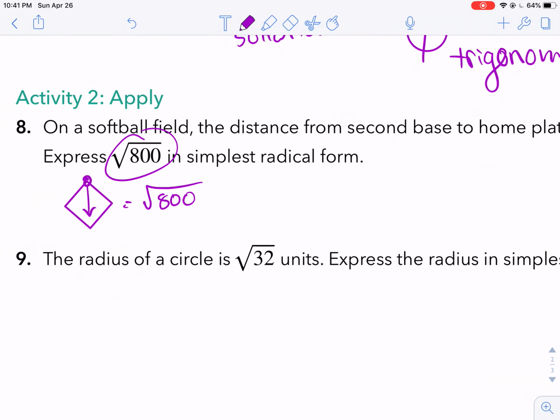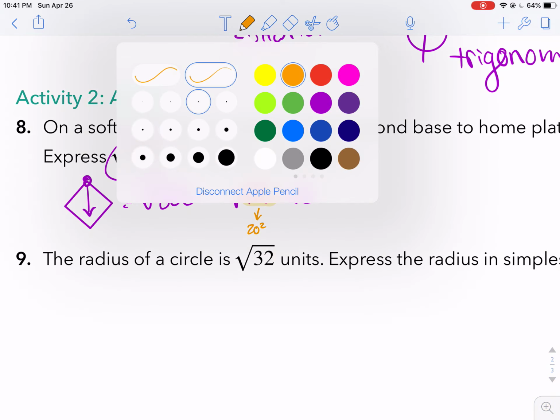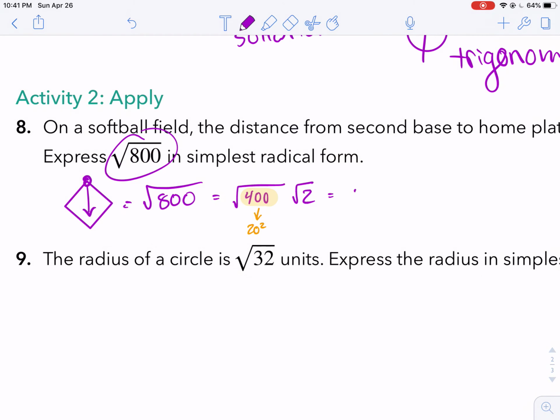We could prime factor it, but I'm going to save you some time. We would end up finding that the square root of 800 is the same thing as the square root of 400 times the square root of 2. Now 400 is nice because that is a perfect square. 400 is 20 squared. So this gives us 20 times the square root of 2. And we're all set.